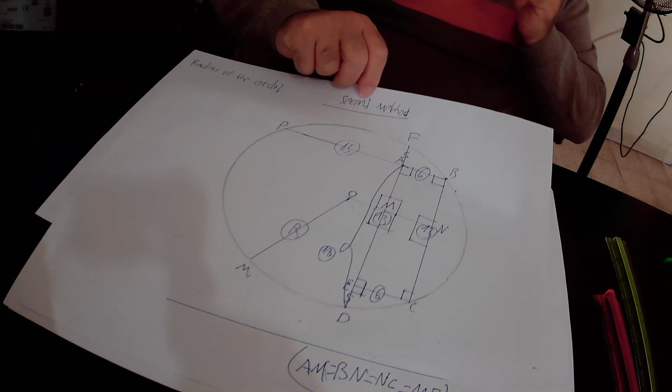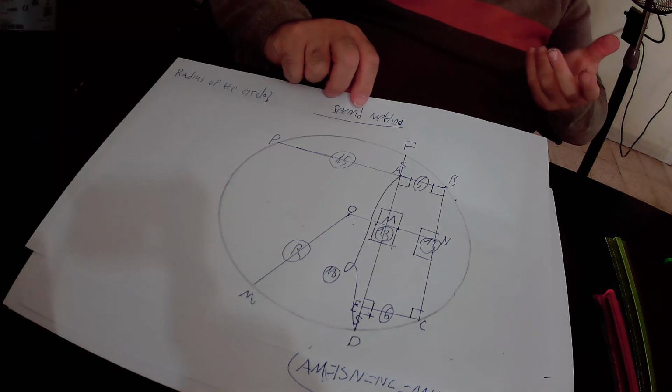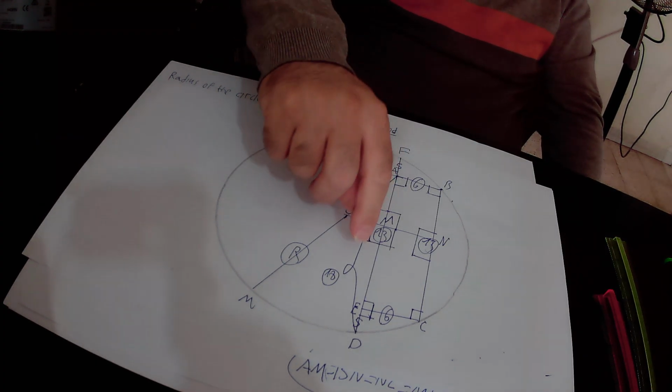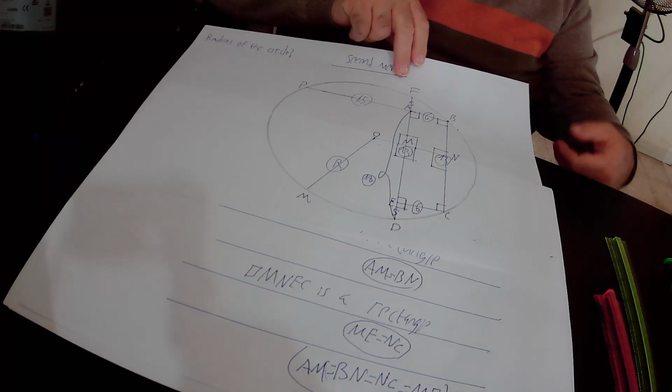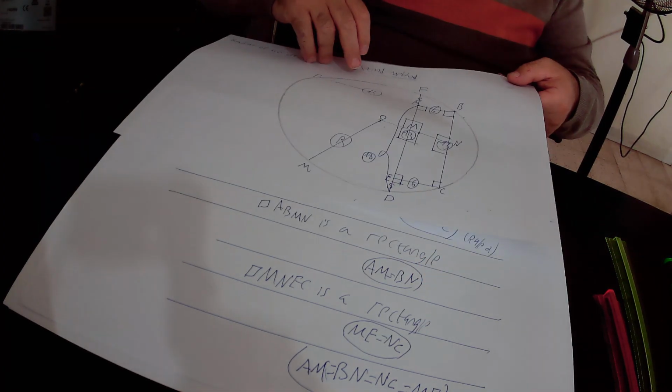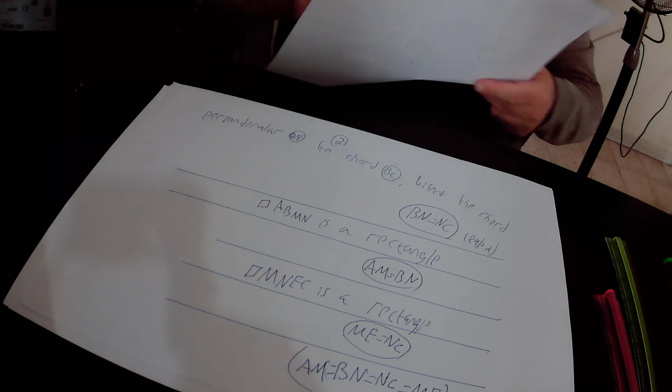And we also know that the opposite sides of a rectangle are equal to each other. That is to say, ME equals NC. So we can summarize what we did until now.